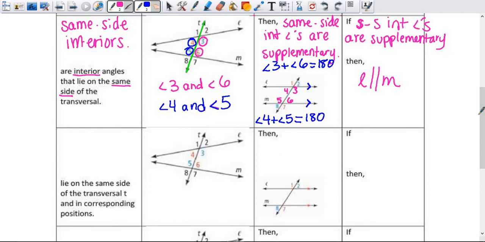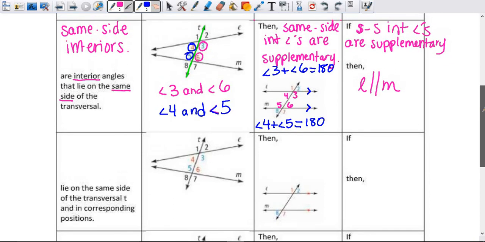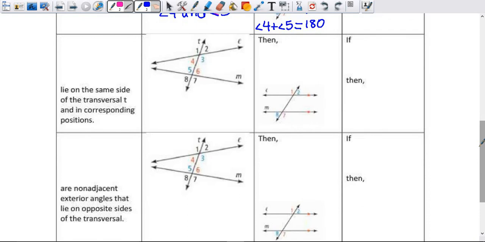It basically just depends on what the question's asking you, and then you'll know which part of this information you need to use. So then we have corresponding angles. They lie on the same side of the transversal in corresponding positions. So we're actually going to have a lot of pairs for this. If I choose one, I need to choose one on the same side of my transversal, so I need to choose 4, 5, or 8. The one that would be in the same position is 5.